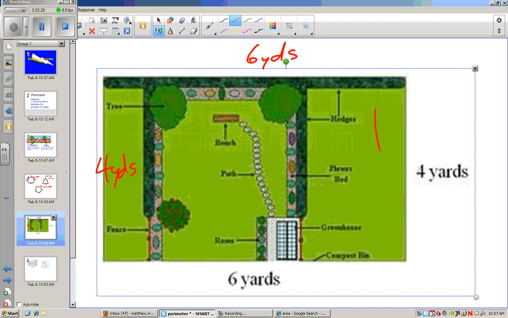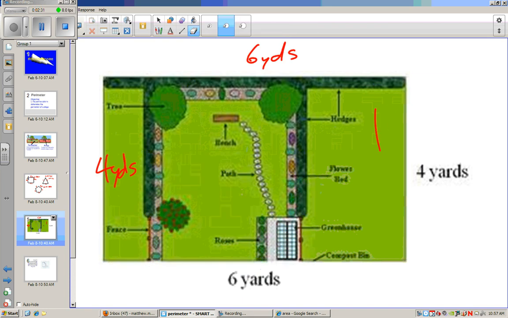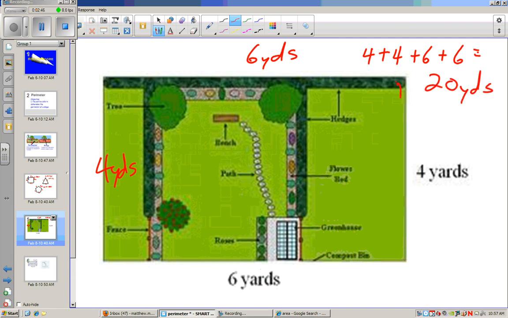So to figure out the perimeter of this object, what I'm going to end up having to do is just add up 4 plus 4 plus 6 plus 6. So I'm adding up all of the sides to figure out the perimeter, which I know is going to end up being 20 yards. So I could put P equals 20 yards.